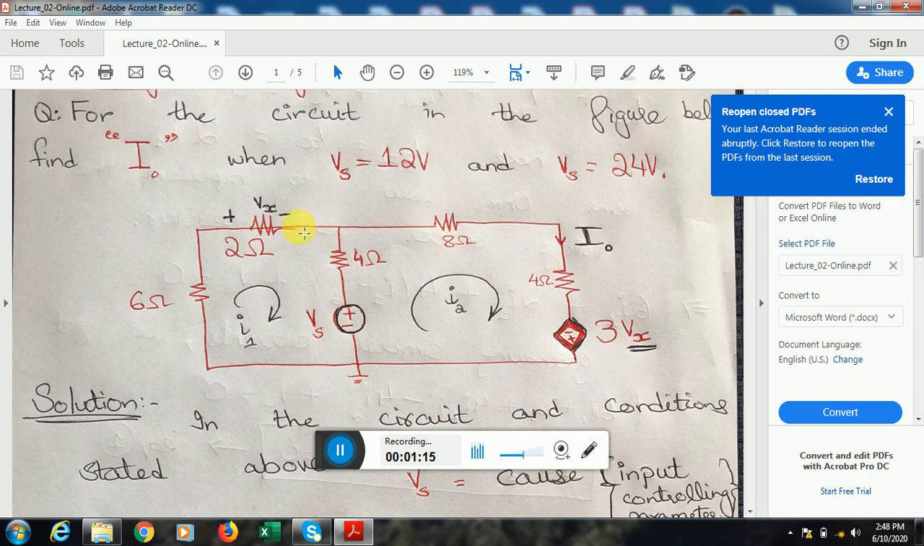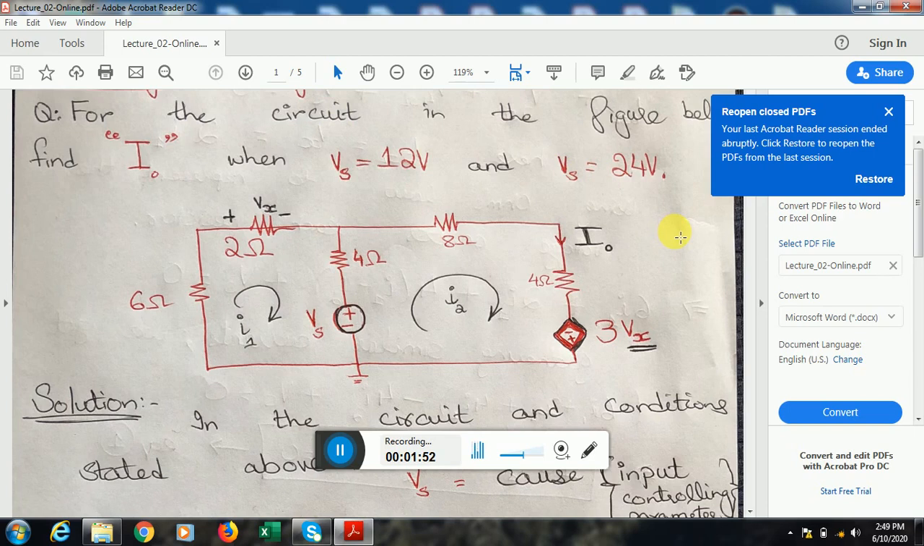When we look at the circuit, we find that Vx is the voltage across 2 ohms. So Vx is 2 multiplied by, as by Ohm's law, the current going through this loop, which is I1. So by the linearity principle, we have to form a relationship between the input and the output, and then we'll find the value of output at different values of the input. First we are asked to find it at Vs equal to 12 volts, and then when the input voltage is doubled, we should find the value of I0.